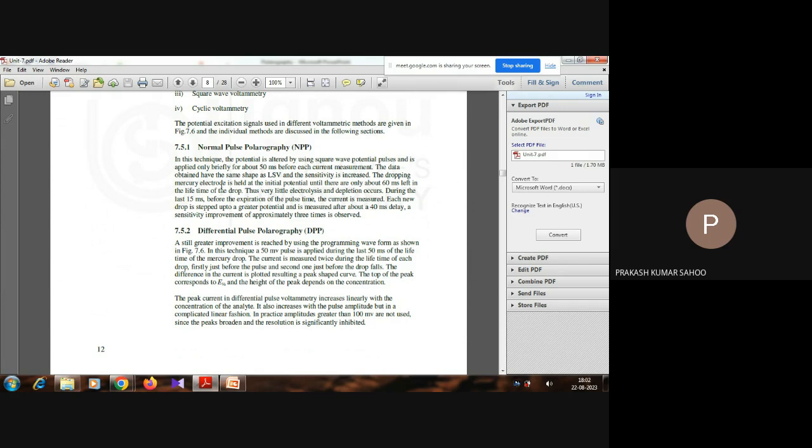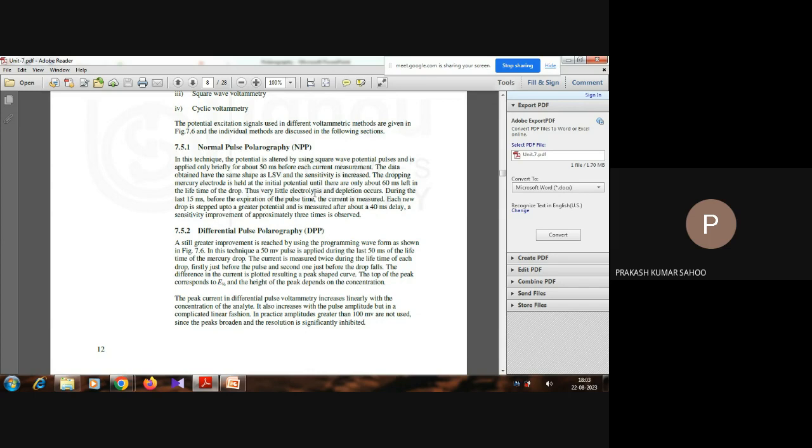The dropping mercury electrode is held at the initial position until there are only about 60 milliseconds left in the lifetime of the drop. Thus, very little electrolysis and depletion occur during the last 15 milliseconds. So before the expiration of the pulse time, the current is measured. Each new drop is stepped up to a greater potential and is measured after about a 40 millisecond delay. A sensitivity improvement of approximately 3 times is observed.